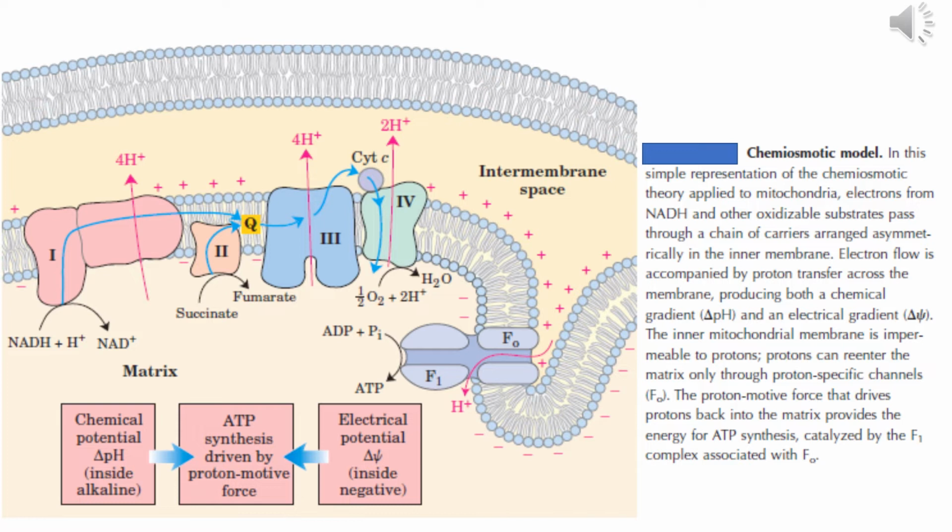This situation is resulting in the synthesis of ATP. Point 1, there is a very high pH inside the matrix, which means the pH is alkaline in the matrix. And point 2, the inside of the membrane is highly negative with respect to the outside of the membrane, that means the intermembrane space. Under these conditions, ATP is synthesized.